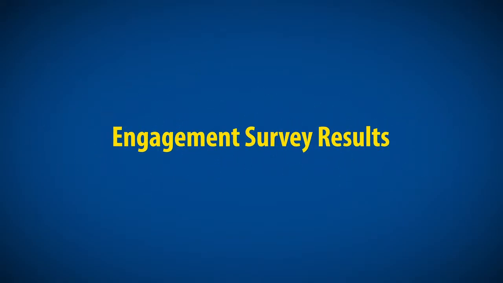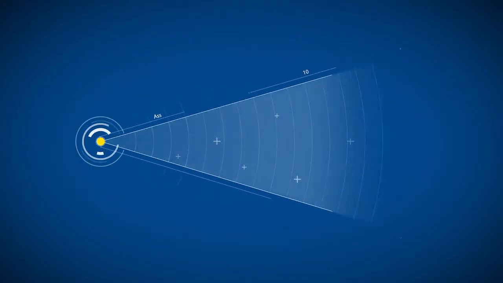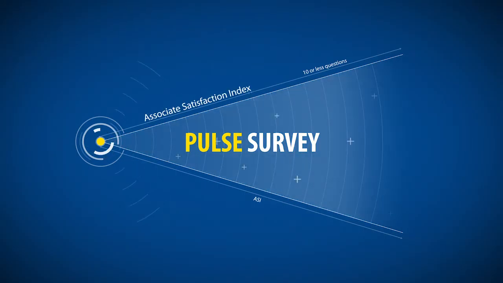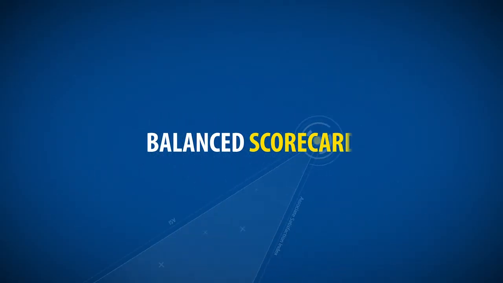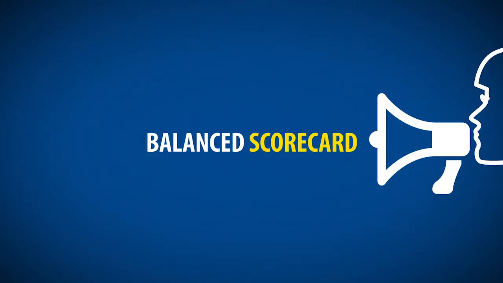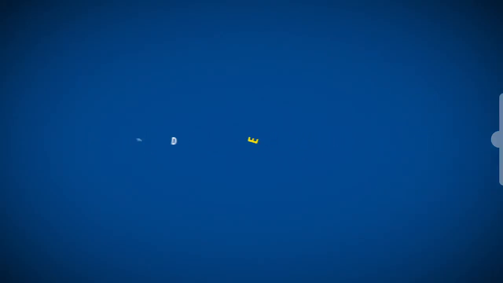There's another way we follow up on the engagement survey results at Goodyear. Our company will conduct a pulse survey, also known as the Associate Satisfaction Index, or ASI, consisting of 10 or less questions. The pulse survey is a key part of Goodyear's balanced scorecard. A survey administrator or HR manager will advise you on how and when to take the pulse survey.